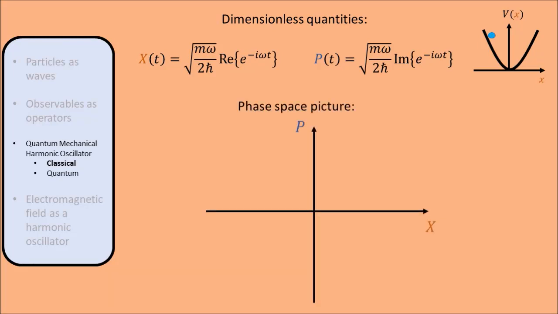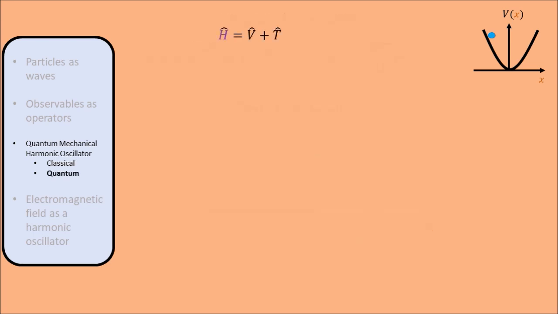We find that as a function of time, the particle rotates in circles in phase space. Now let's turn to the quantum mechanical treatment. We saw previously that to understand the dynamics of a system quantum mechanically, we need to look at the energy operator, or the Hamiltonian, which is given by the sum of the potential and kinetic energy.